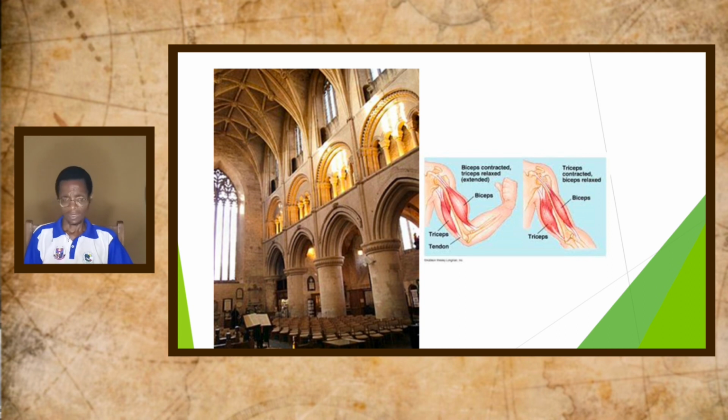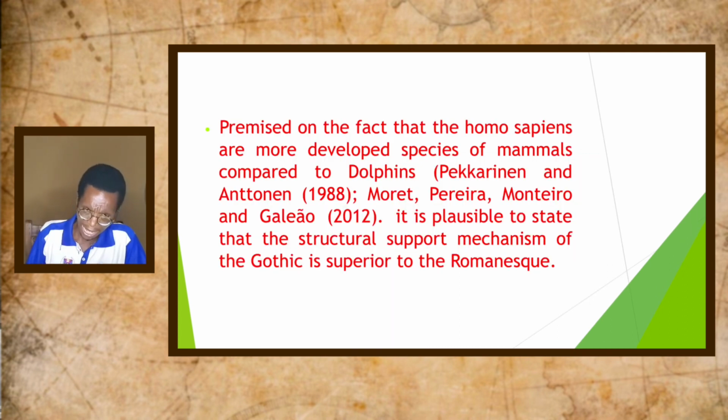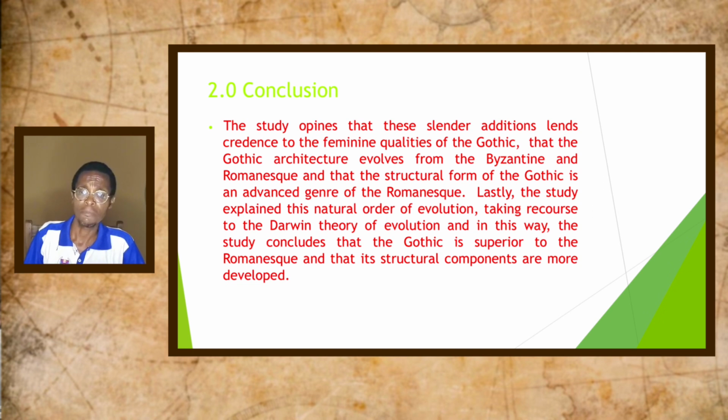And so we can see the development that man, according to the theory of evolution, is much more developed than the dolphin. Likewise, the Gothic is much more developed in time than the Romanesque, which brings us to the conclusion that the study attempts at understanding the relationships between the Byzantine, the Romanesque, and the Gothic in time, vis-a-vis the backdrop of Darwin's theory.